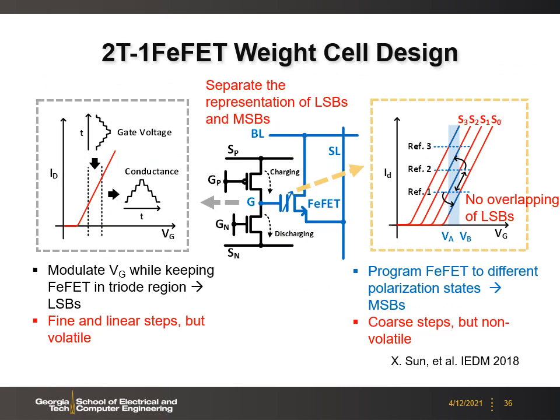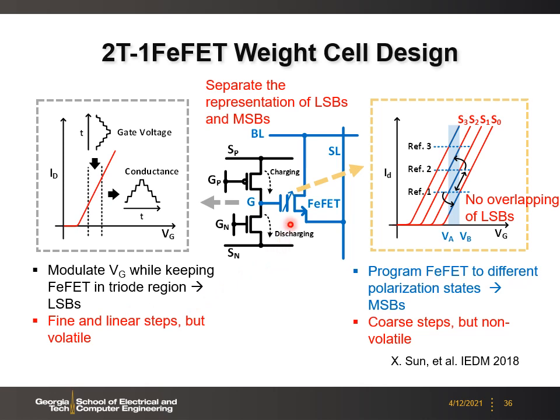The hybrid synapse consists of 2 regular transistors and 1 FeFET. Here the 2 regular transistors are responsible for charging and discharging the gate voltage of the FeFET. The gate voltage essentially represents the charges on the gate capacitor, which are volatile, but the gate voltage can be modulated in a fine and linear step. This can represent the LSB of the weight.